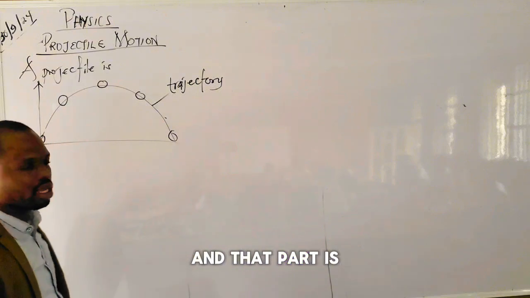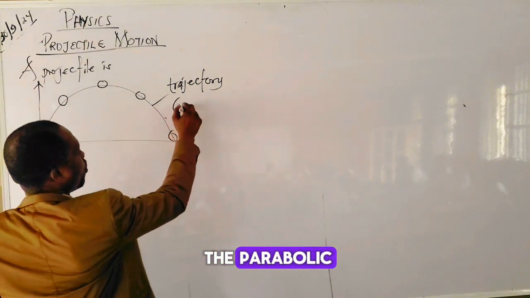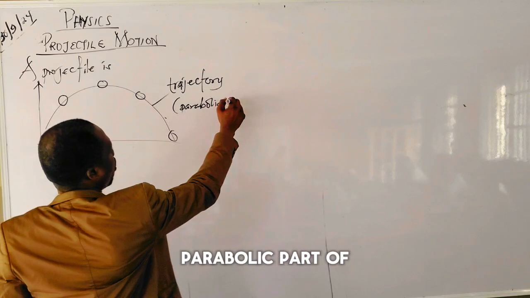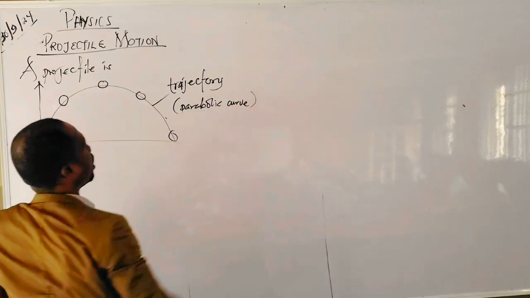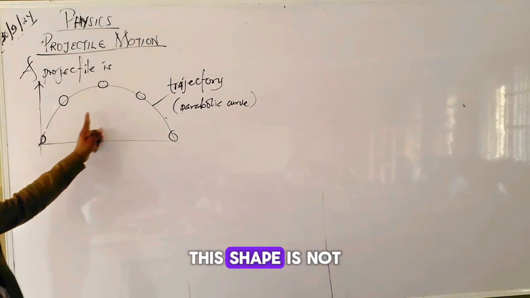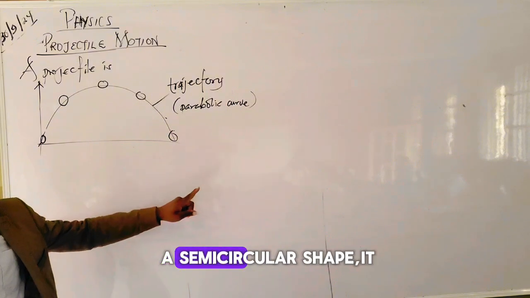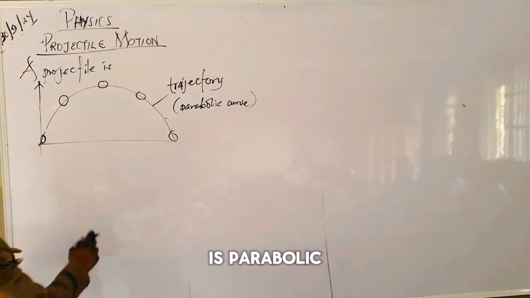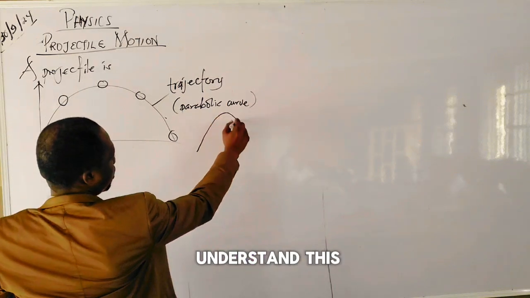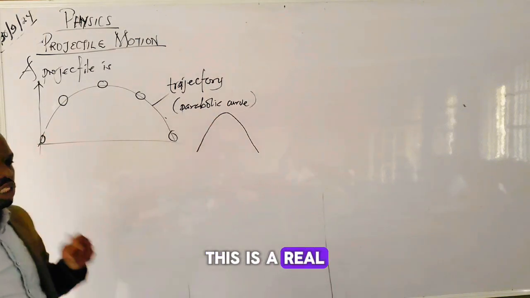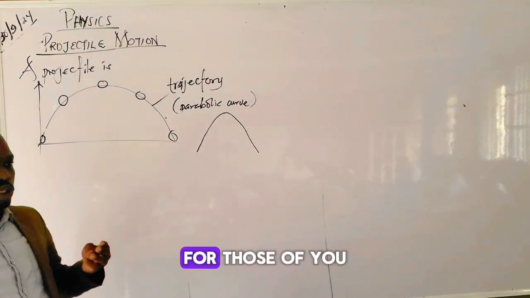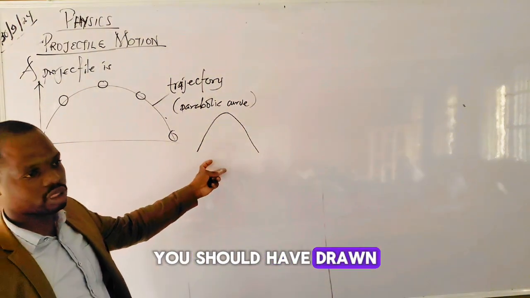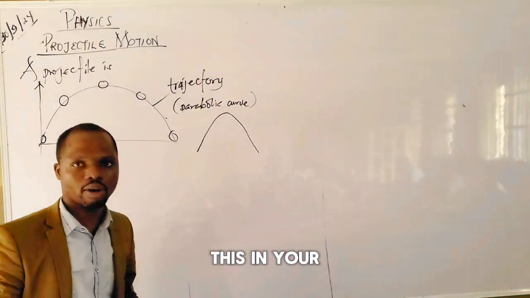And that path is a parabolic path or curve. You will see this diagram, this shape is not a semicircular shape, it's parabolic. Maybe if I've drawn it this way, you will understand. This is the real shape of a parabola. For those of you that are technical students, you should have drawn this in your work.